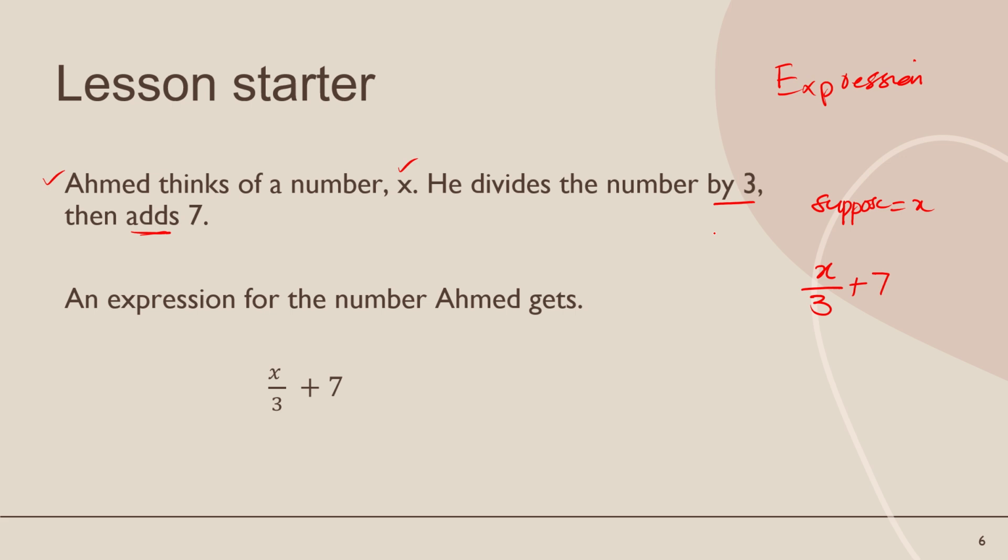How can we write it? First we use the number x, then dividing by 3 is the first part, then add 7. Now look at this example. This is an expression for the number M gets. I hope you have understood better through this example what an expression is.